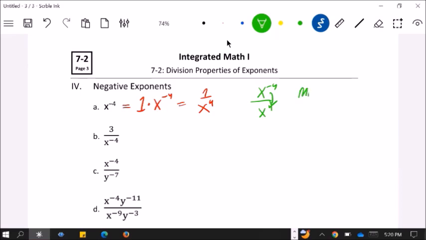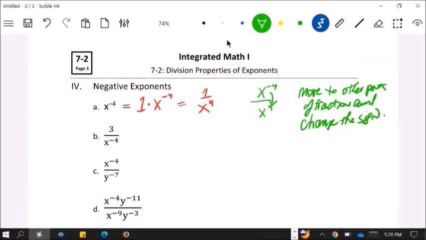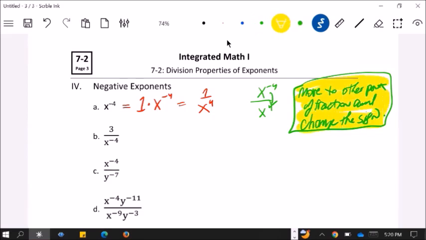Move to the other part of a fraction and change the sign. That is the key concept here, that you can move it to the top or you can move it to the bottom as long as you change the sign. So in this case, this x to the negative fourth was on top, so we now put it on the bottom, and that's the correct answer for this one here.